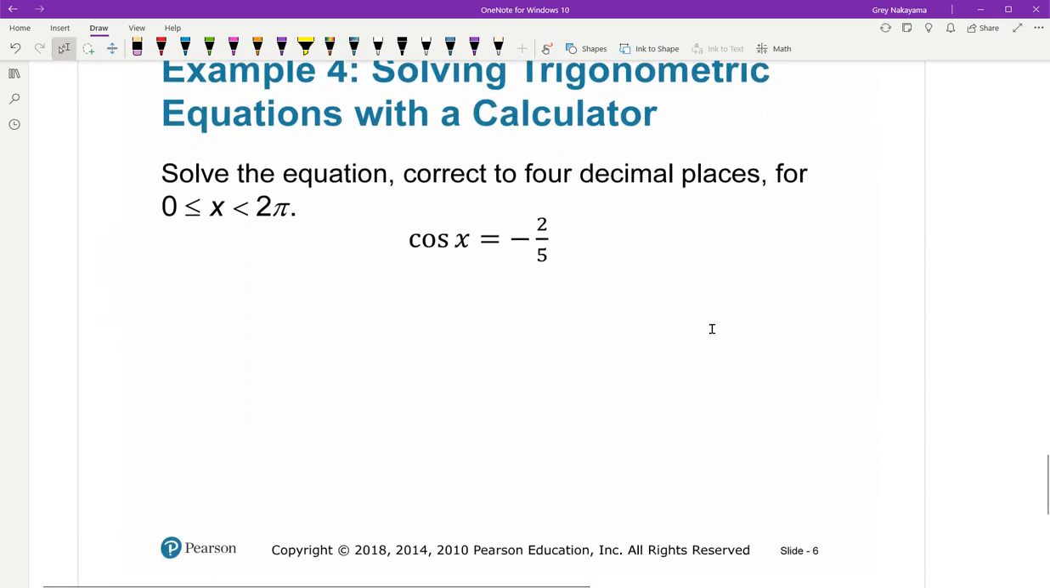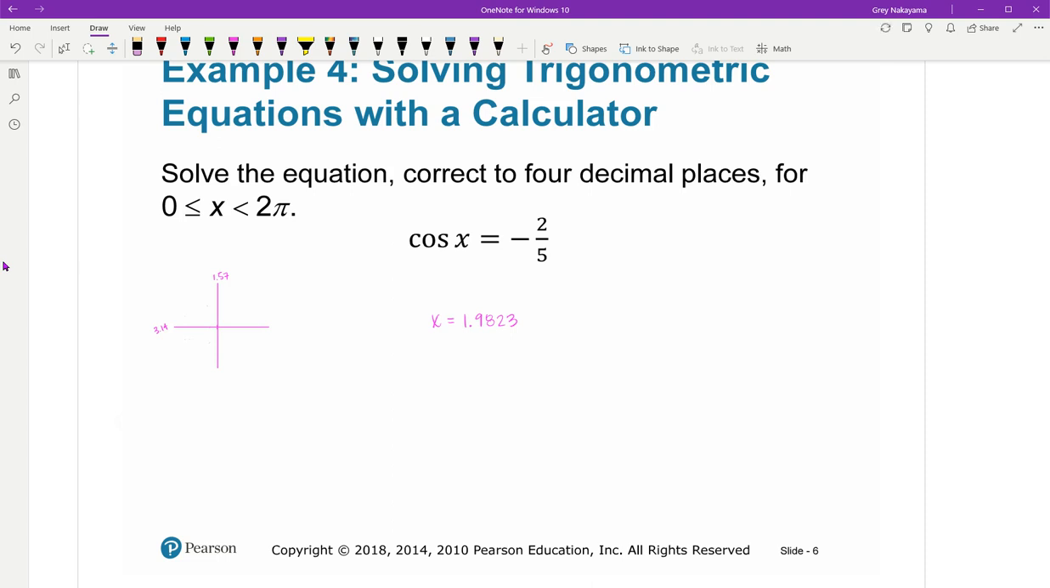All right, last example, solving a trigonometric equation with a calculator. So this time we're doing the cosine of x equals negative 2/5. So inverse cosine of 2/5 means x is going to be equal to 1.9823. Okay, so where is that? Well, remember we got 3.14, we got 1.57.